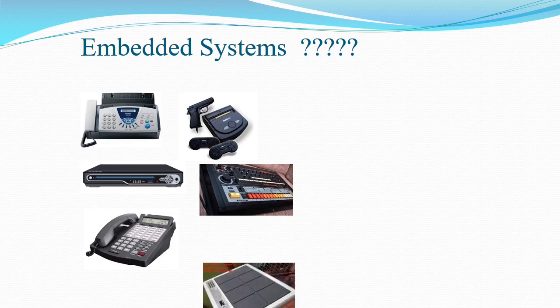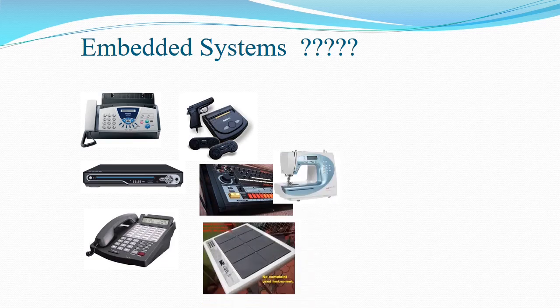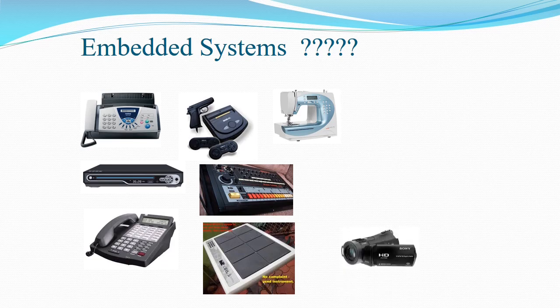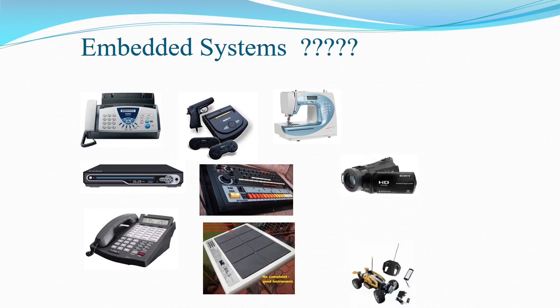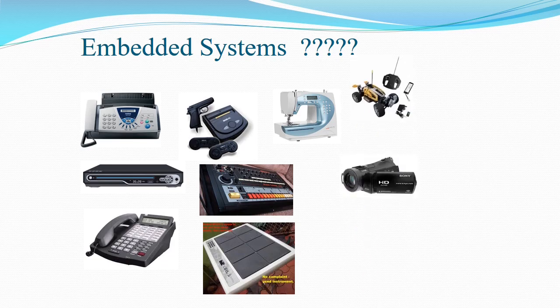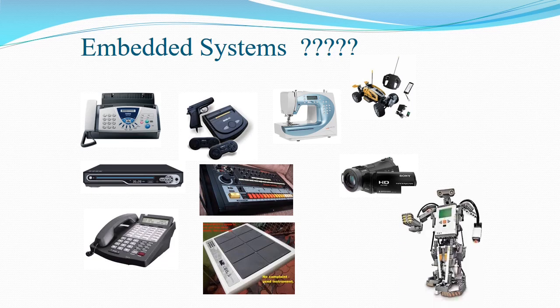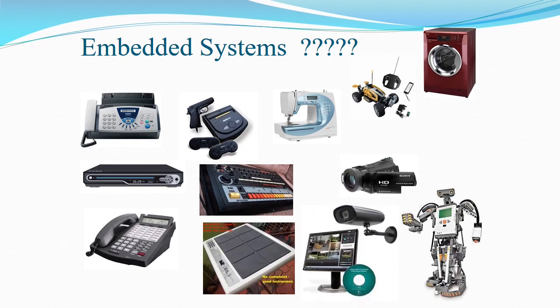Then we have a handy camcorder, a CCTV camera, an NXP robot, a DTH system, and even a washing machine that we use in day-to-day life. One thing common in all these examples is that they can perform a single task. So these kinds of systems are called embedded systems. In short, a system which can perform a single task is called an embedded system.